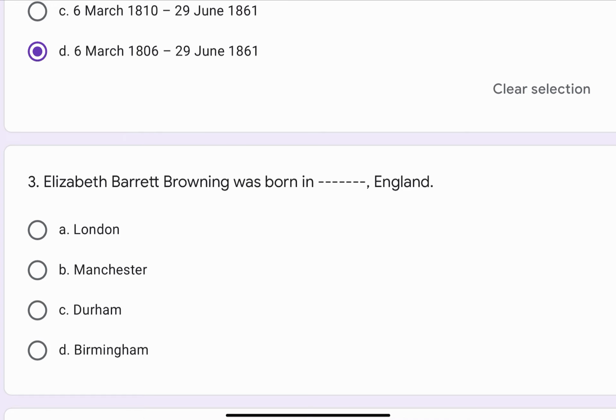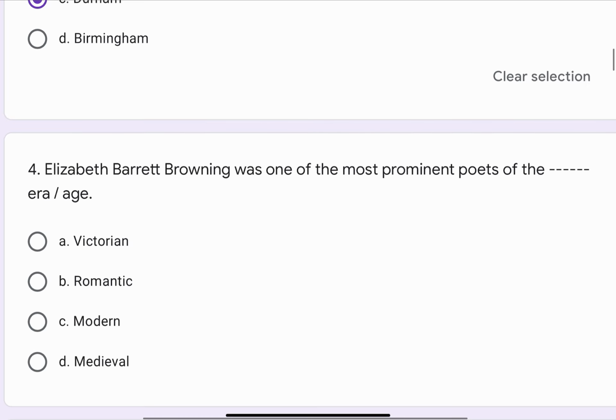Question number 3. Elizabeth Barrett Browning was born in dash dash, England. Options are A. London, B. Manchester, C. Durham, or D. Birmingham. Correct option is C. Durham.